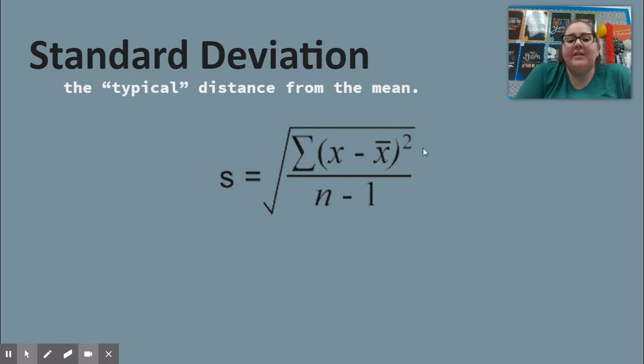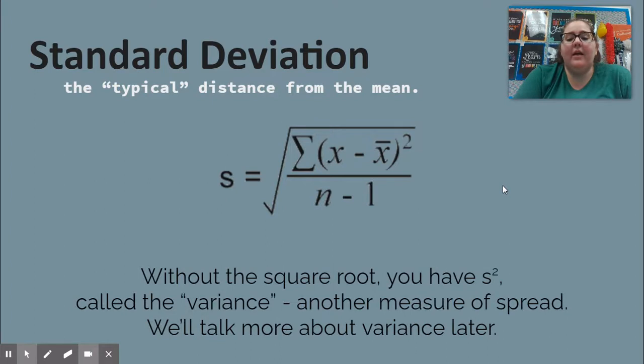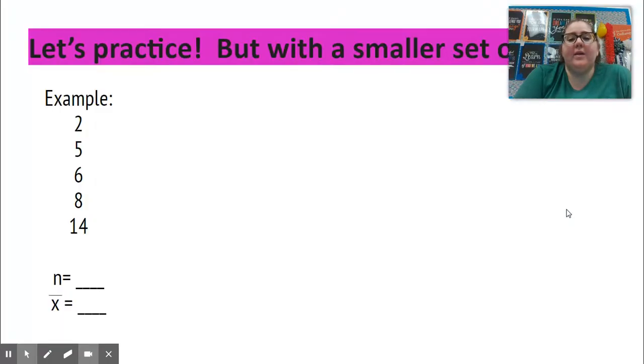And then I take the square root of that to kind of undo the squaring that I did earlier. So that is our basic standard deviation formula. If we left it as the number inside the square root without square rooting it, we would have standard deviation squared, which is called the variance, which is another measure of spread that we'll deal with more later in the year. But variance is a thing. It's just standard deviation squared. And it's another measure of spread that we deal with sometimes.